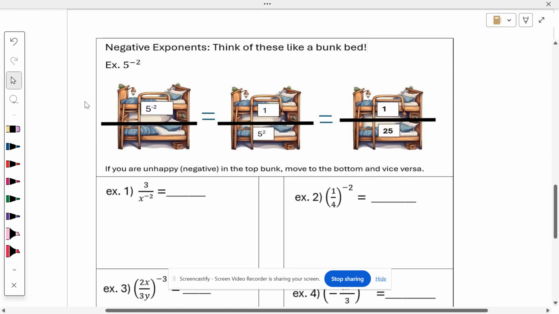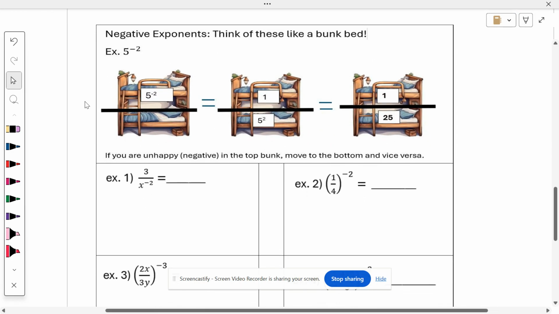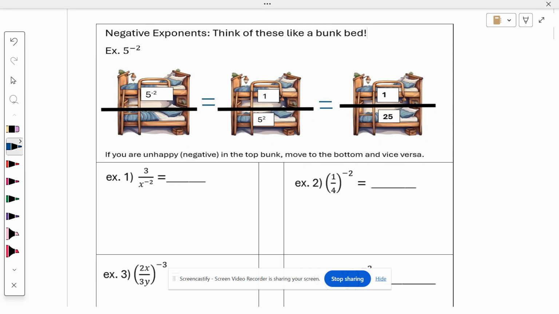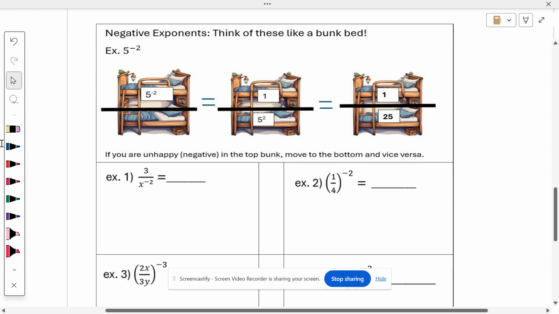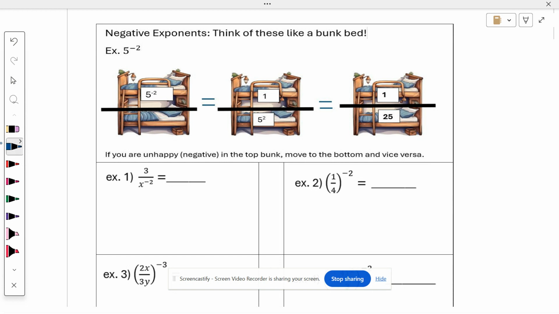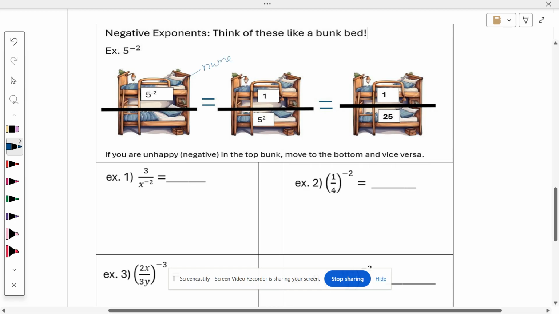And I like to think of negative exponents as bunk beds. I think if you just have a whole number or an integer, meaning no denominator, raised to a negative power, I think of it as being on the top bunk. So I've kind of got you some bunk beds set up here. And this big black line is my fraction bar. So this is the numerator. So if I'm in the top bunk and I'm not happy, meaning I have a negative exponent, I move down to the bottom bunk, and then I am happy.